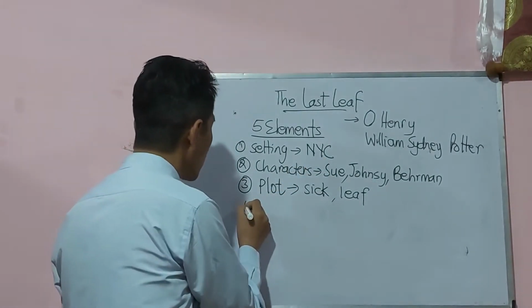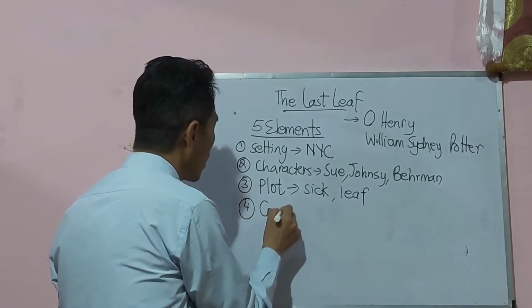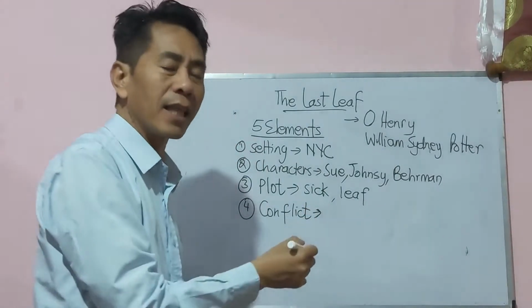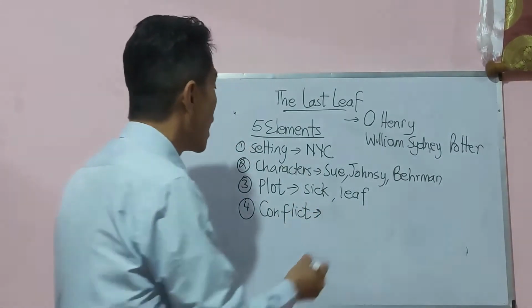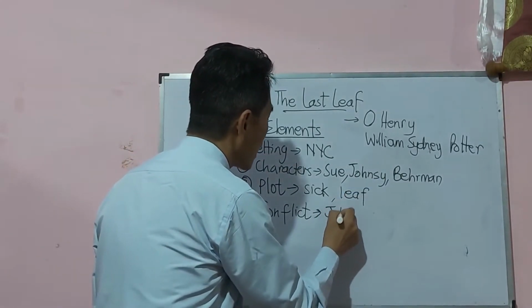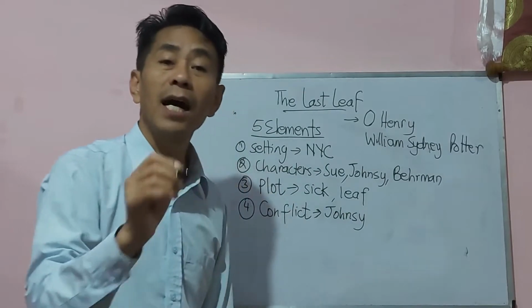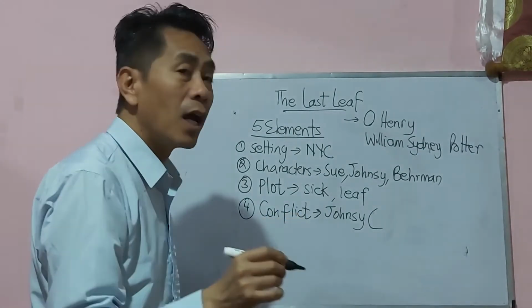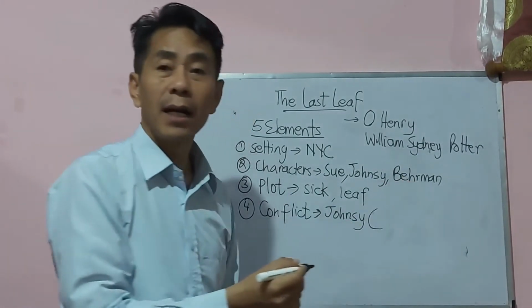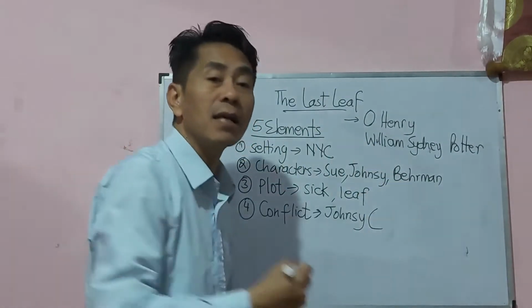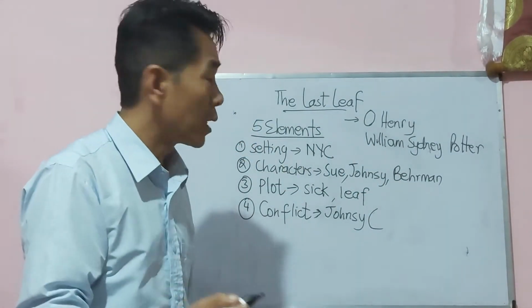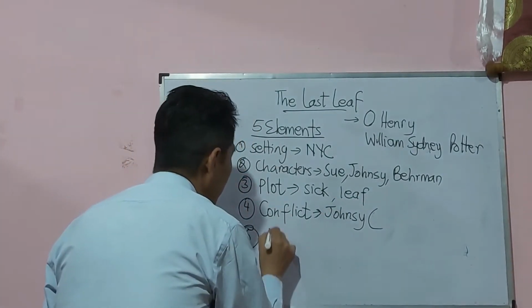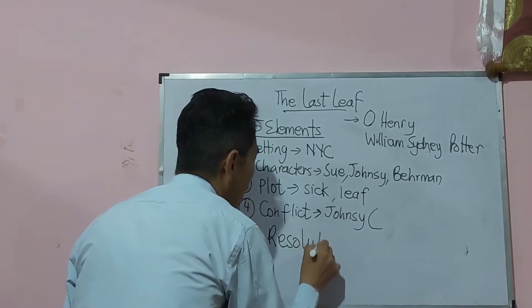This is the plot, and then we have the conflict. A conflict is a problem. So what is the conflict? Johnsy believed that she would die when the last leaf fell, and she was just waiting for the last leaf to fall. And then the barman comes and paints a beautiful leaf similar to the real one, so that it can come to a resolution. And finally we have the resolution.